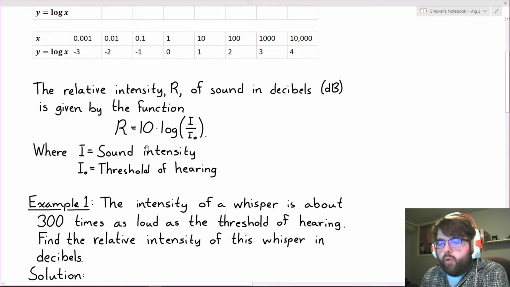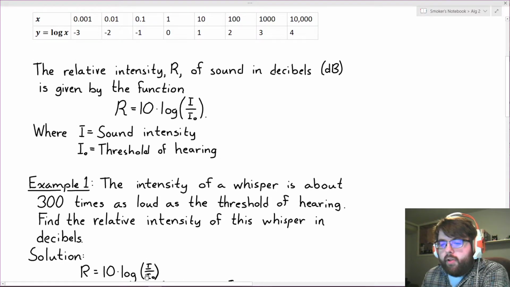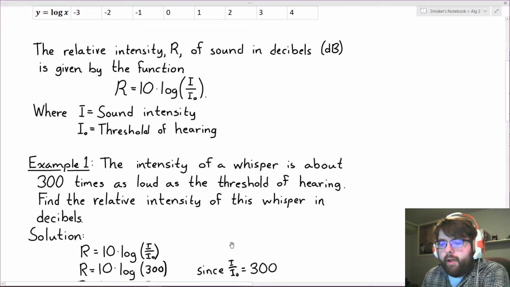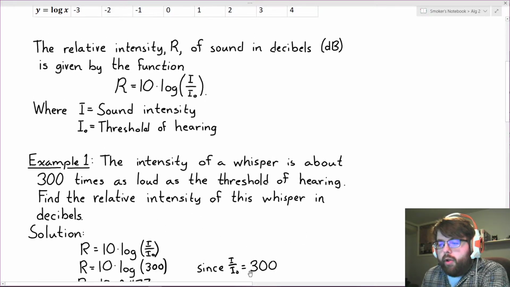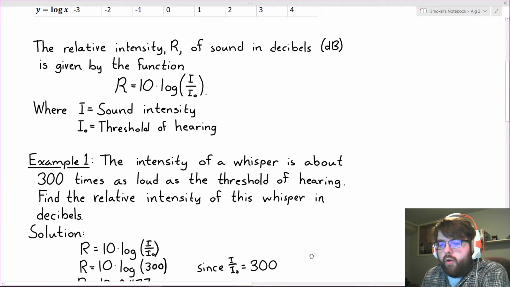So this is giving it in a decibel rating. If this is our formula, R is equal to 10 times log of I over I sub 0, I'm going to plug in 300 for I over I sub 0 because it says the intensity of a whisper is about 300 times as loud as the threshold of hearing. So I will equal 300 times I sub 0, or I over I sub 0 will be equal to 300. If I is 300 times as loud, then if you divide I over I sub 0, you get 300. So that's all we have to do.